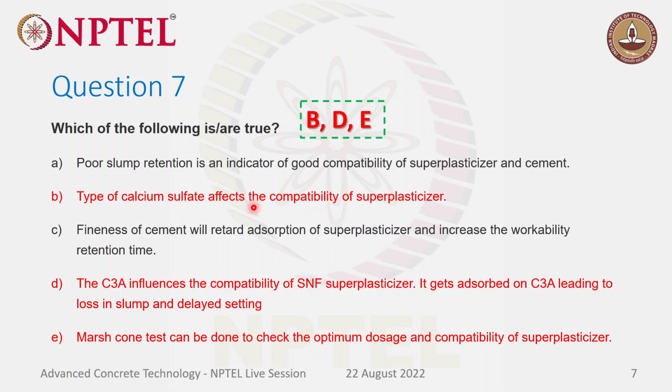And then coming to option D, C3A influences the compatibility of SNF, and it gets adsorbed on C3A, leading to loss of slump and delayed setting. Because both SNF as well as gypsum will fight for the C3A reactive site. So obviously we have to check for the compatibility of C3A and SNF. So the option is correct. So option D is true. And then moving to option E, the Marsh cone test can be done to check the optimum dosage and compatibility of superplasticizer. That is also true. So this question 7 is the last question for the session.